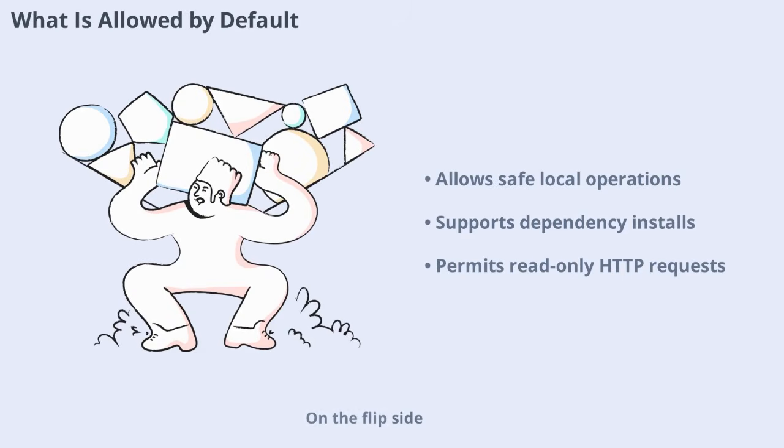On the flip side, Auto Mode allows local file operations in your working directory, installing dependencies already in your lock files, reading .env files and sending credentials to their matching API, read-only HTTP requests, and pushing to the branch you started on or one Claude created. These actions are considered safe and are essential for most development workflows. You can view the full list of default rules by running claude auto-mode defaults.